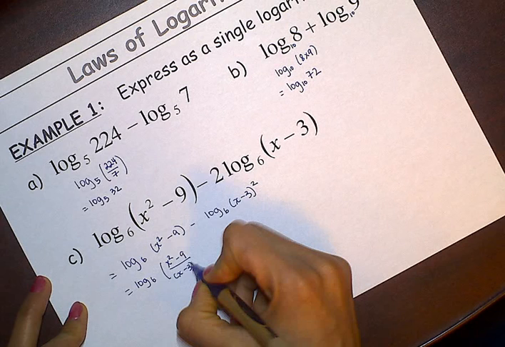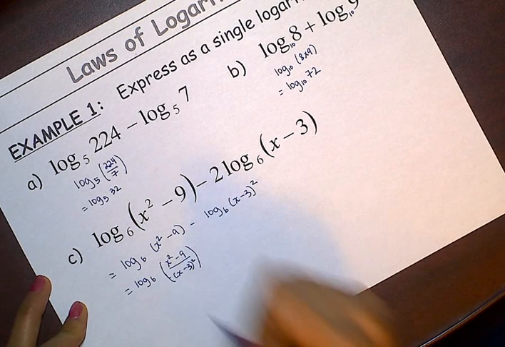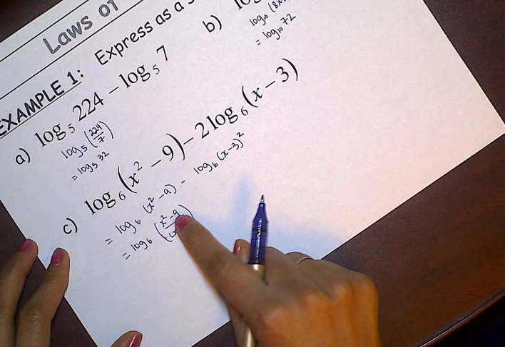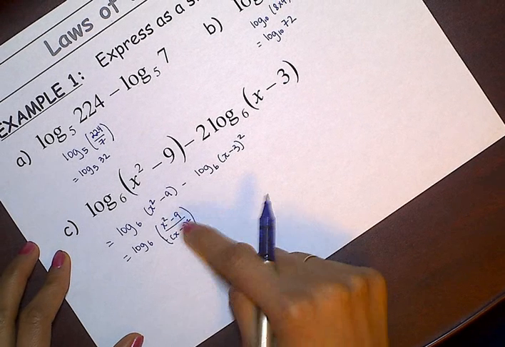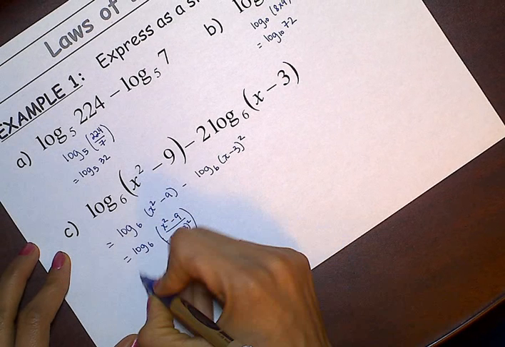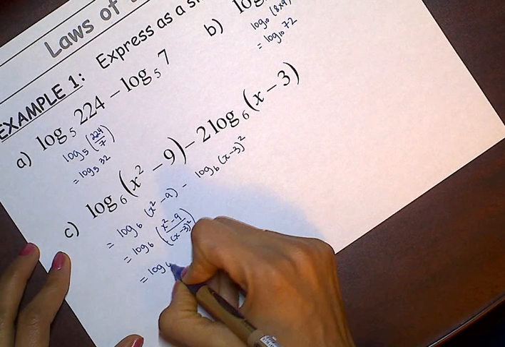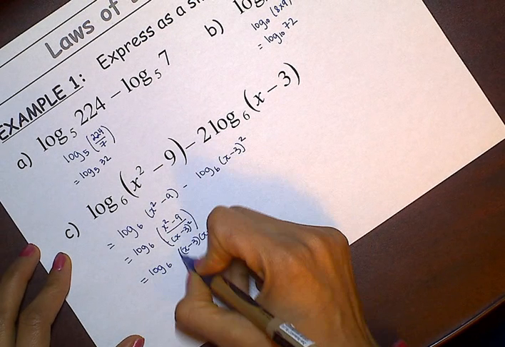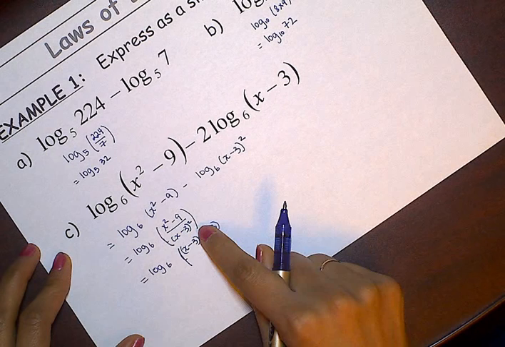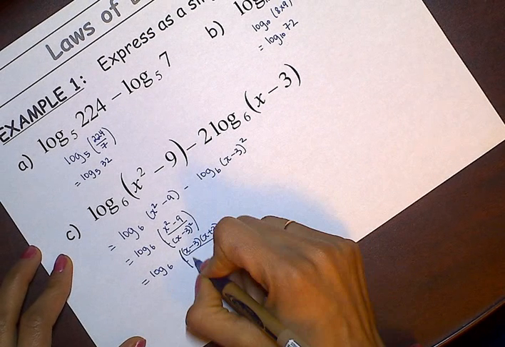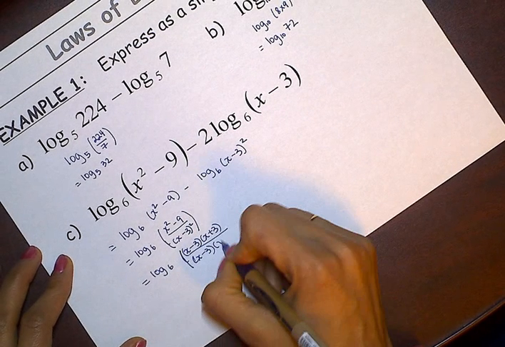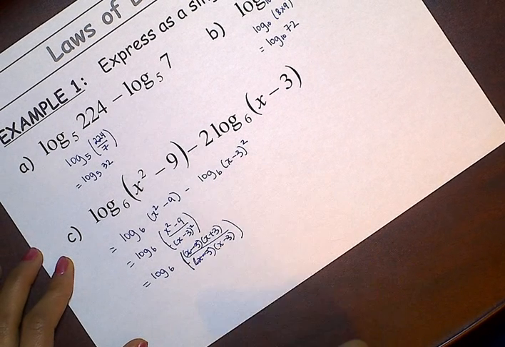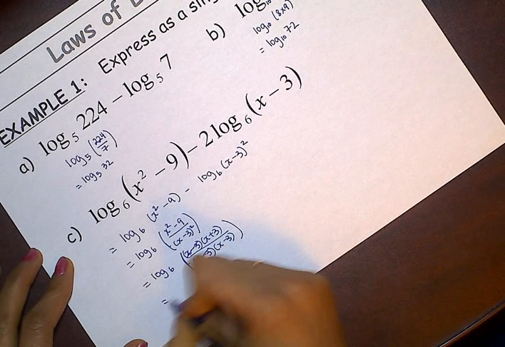On top here you can see that's a difference of squares, so I'm going to factor that as x minus 3 and x plus 3. Log base 6 of (x minus 3)(x plus 3). And the denominator here, I'm just going to expand that and write it as (x minus 3) times (x minus 3). And as you can see here, the x minus 3's would cancel out, and you will have log base 6 of (x plus 3) over (x minus 3). And this is now written as a single logarithmic function.